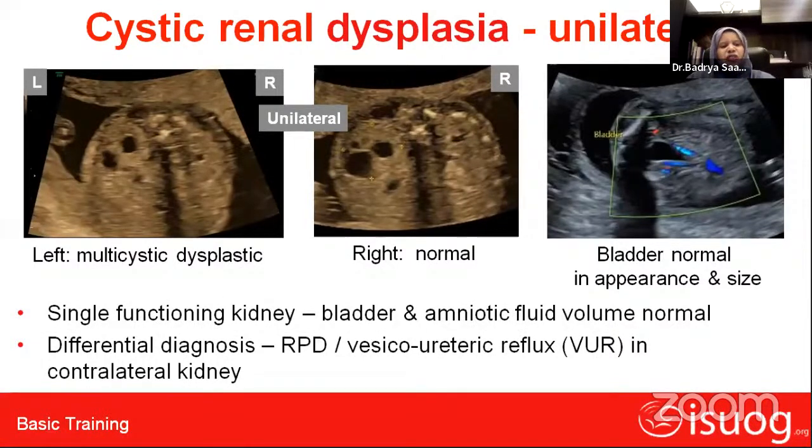So in general, with a single functioning kidney, the bladder and amniotic fluid volume are normal. In case of unilateral, the differential diagnosis could be hydronephrosis. Sorry for that. The dysplastic reflex cannot be excluded.